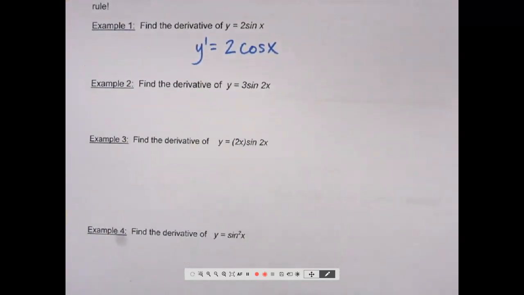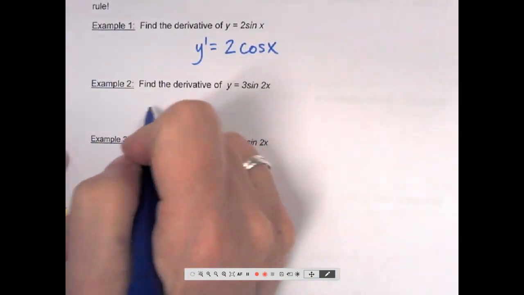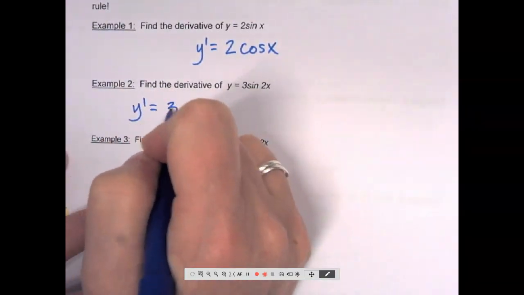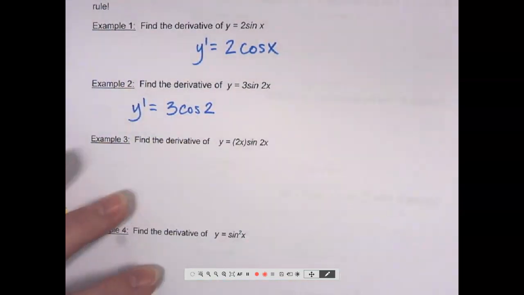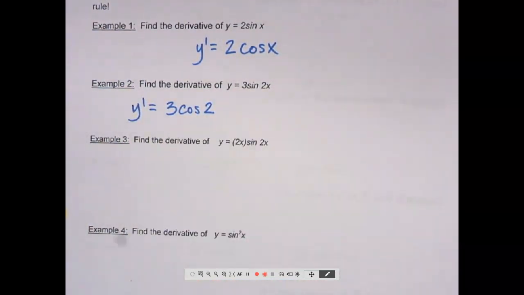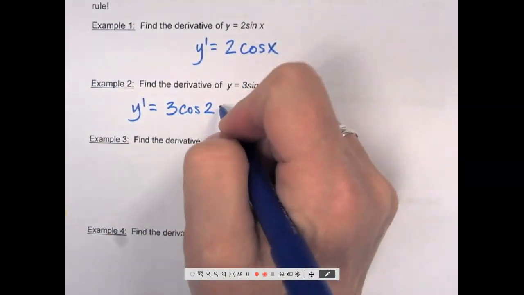Okay, find the derivative of 3 sine 2x. 3 cosine 2? Okay, so I'm going to write that down. But think about that, that's just a number. The cosine of 2, that means, what's the cosine of 2 radians? And then multiply it by 3, where's my x? See what I'm saying? Okay, so 3 cosine 2x is a good start.